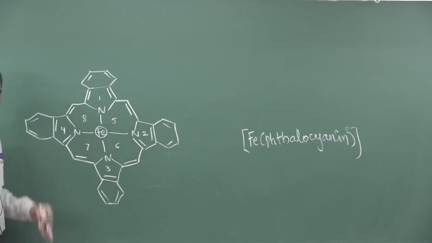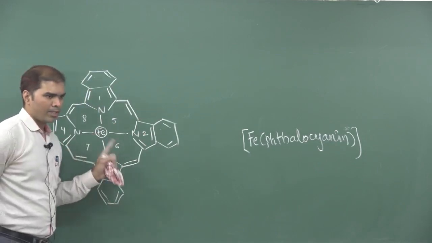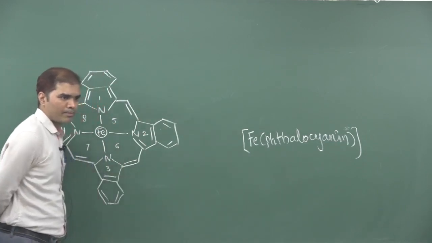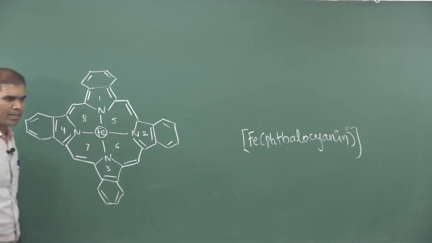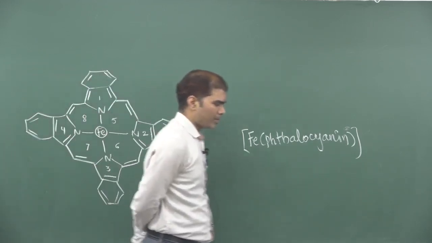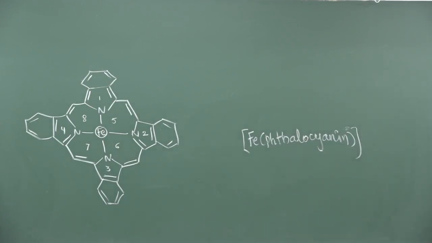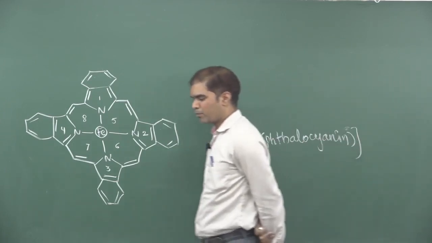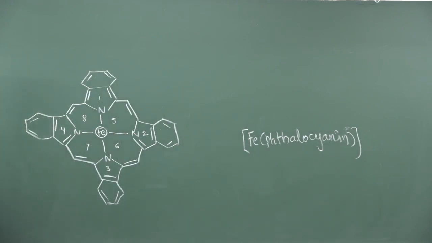It is 12. Now 1, 2, 3, 4 are also added. But out of these 12, how many are chelating rings? Again 4. Write down both. The total number of rings is 12, but the number of chelating rings is only 4. The remaining rings are coming from the ligand itself.